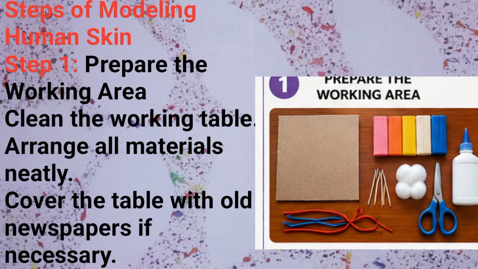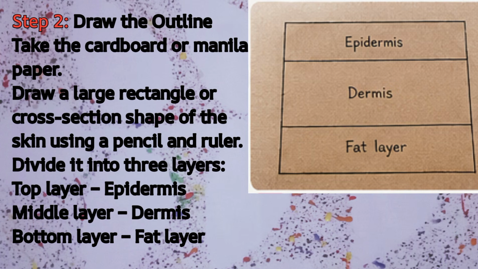Under step 2, they start by drawing the outline of the human skin, and here they take the cardboard or manila paper they have collected. Then they draw a large rectangle or cross-section shape of the skin using a pencil and a ruler, and divide it into 3 layers as I have shown in my video. The top layer will be the epidermis, the middle layer the dermis, and the bottom layer the fat layer.